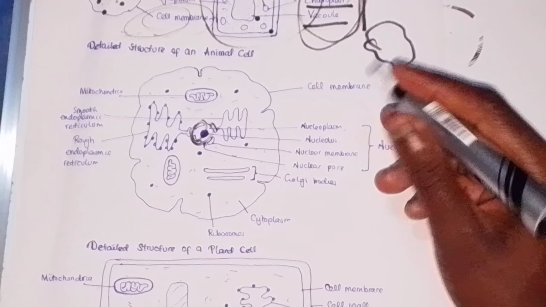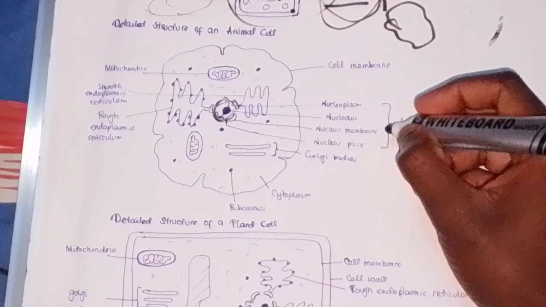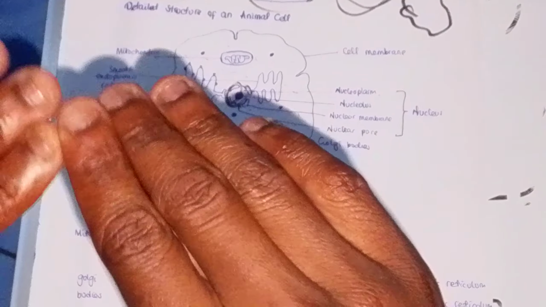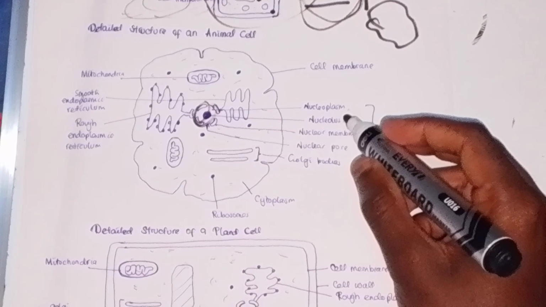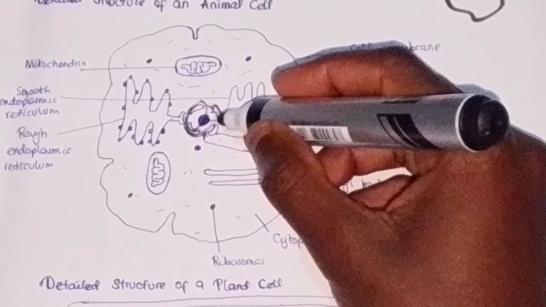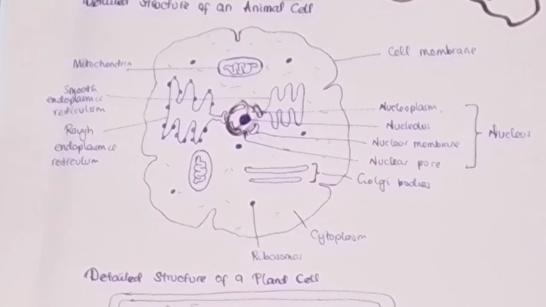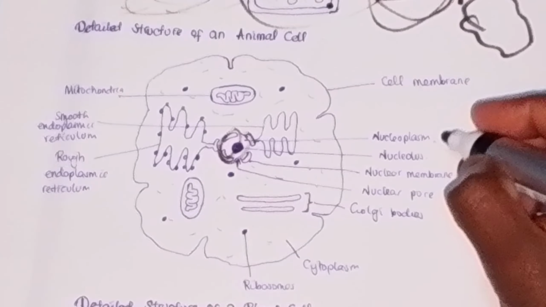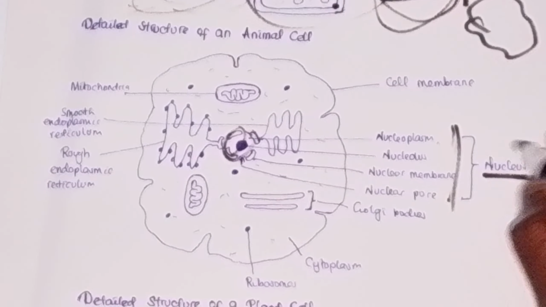The nucleoplasm is the liquid found inside the nucleus, and the nuclear membrane is the outer membrane that covers the nucleus. The nucleolus is the one that contains the DNA, and the nuclear pores are the spaces through which the RNA or the DNA pass. So these four parts make up what we call the nucleus.